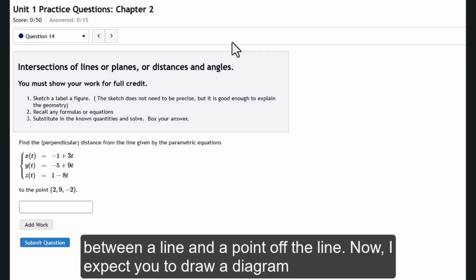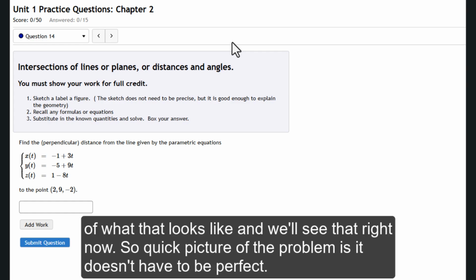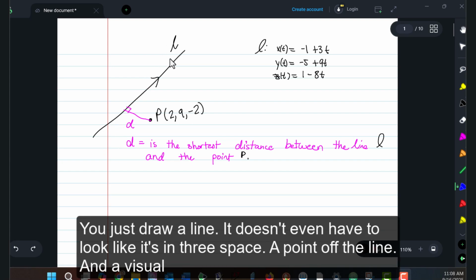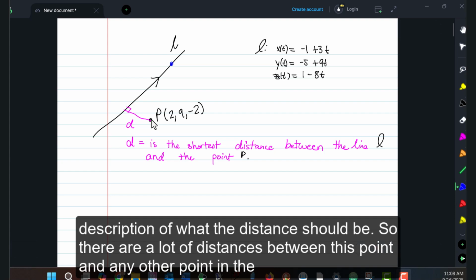Now, I expect you to draw a diagram of what that looks like, and we'll see that right now. So, a quick picture of the problem. It doesn't have to be perfect. You just draw a line. It doesn't even have to look like it's in 3 space, a point off the line, and a visual description of what the distance should be.